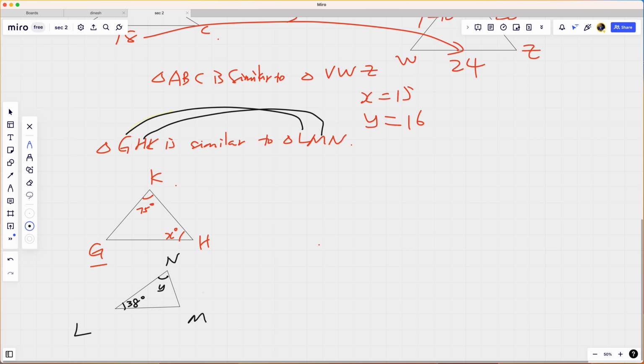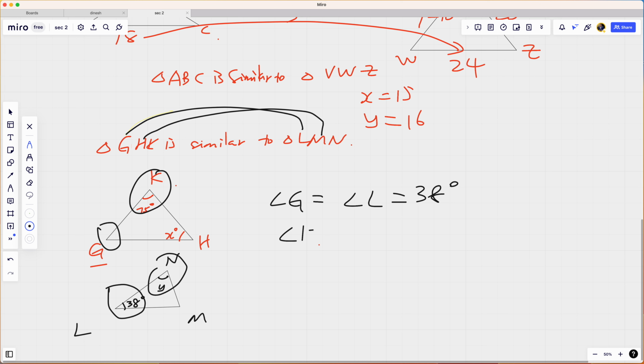So now you just match. Can you see that this angle is equal to angle? Because similar means the angle is the same. So therefore your this angle G is equal to angle L, in this case is 38. Okay? Then can you see that this N matches with the K? So angle K is equal to angle N equals to 75. Does it make sense? Okay, good.